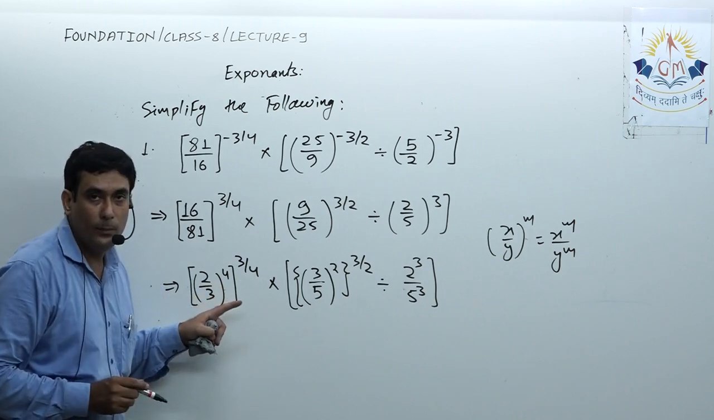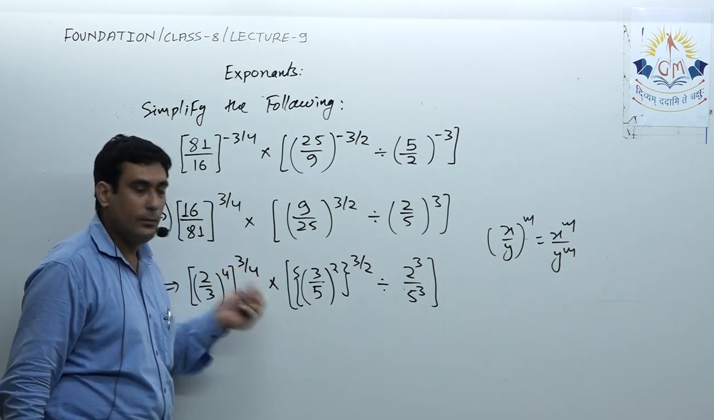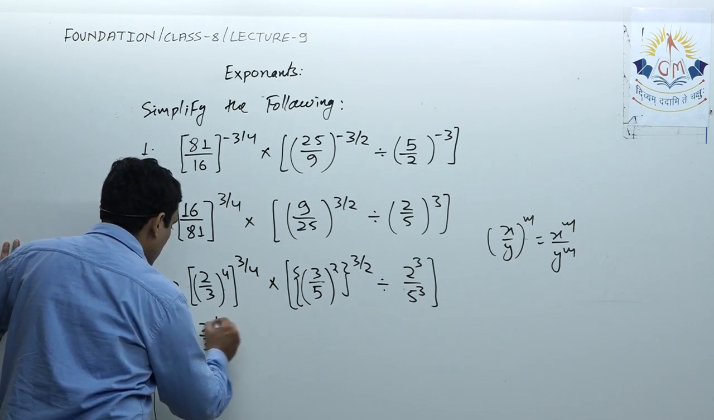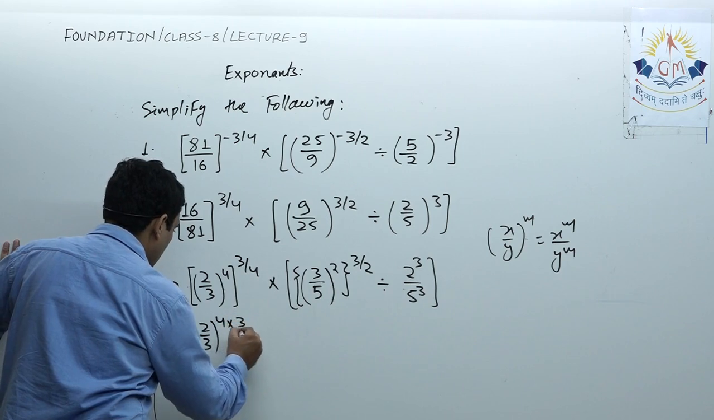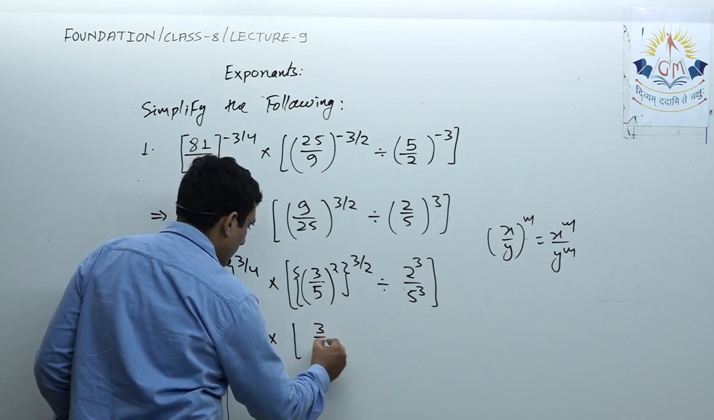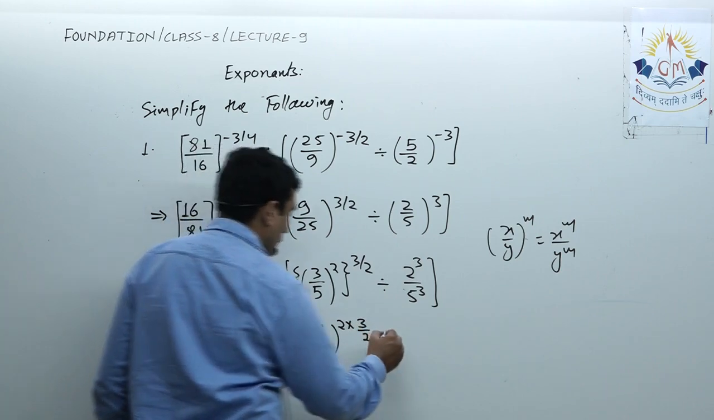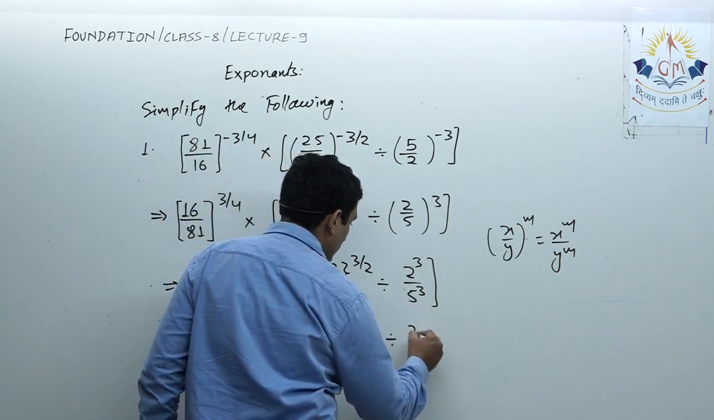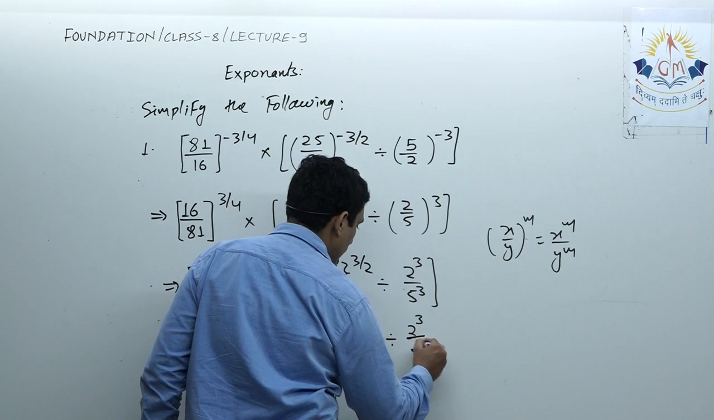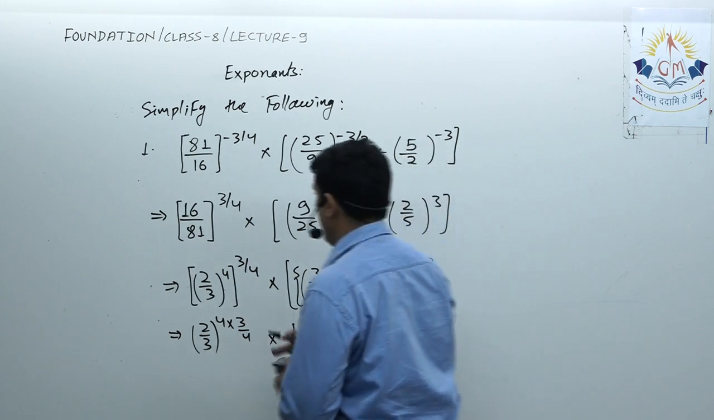Now here I can apply the power law. It says if there is a power and again there is a power, the powers must be multiplied. So this will become (2/3)^(4 times 3/4), multiplied by (3/5)^(2 times 3/2), divided by 2 cube upon 5 cube. Okay, so I hope up to this point it is clear.